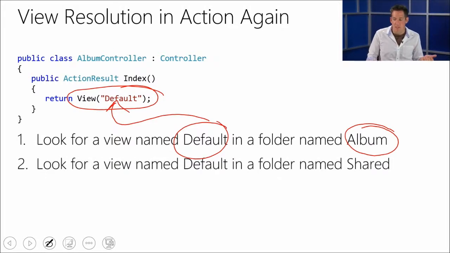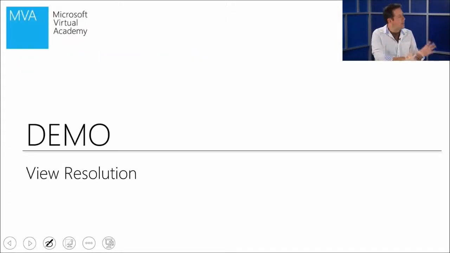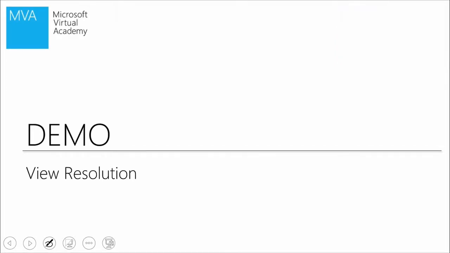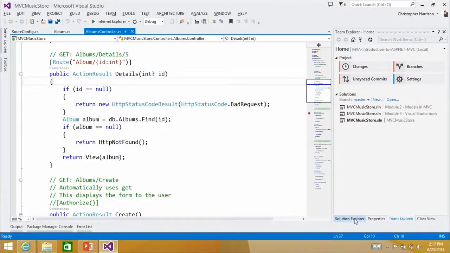And then if it doesn't find that, then it will look inside of shared. And then once again, it's going to error. And one of the things that I really love about this, if we take a look at a demo here, is that if I go in and I create an action that hasn't been set up with a view, you'll notice that the error will actually kind of walk you through that whole process.